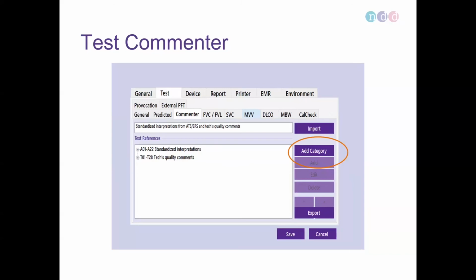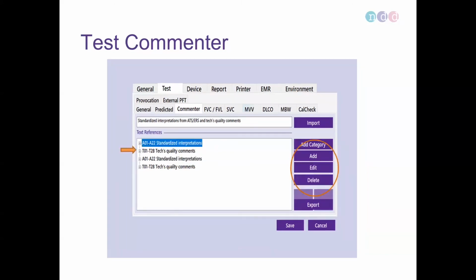When you go under Utilities and Configuration, and then there's the Test tab you can see in white, and then the Commenter tab, this is what's going to pop up. The one that's the standardized interpretations is the ATS-ERS standard interpretation. This is already loaded on the device, but we do need to import it. I'm going to toggle back between slides, but you would highlight it in blue and hit Save. It's going to save those ATS-ERS interpretations.